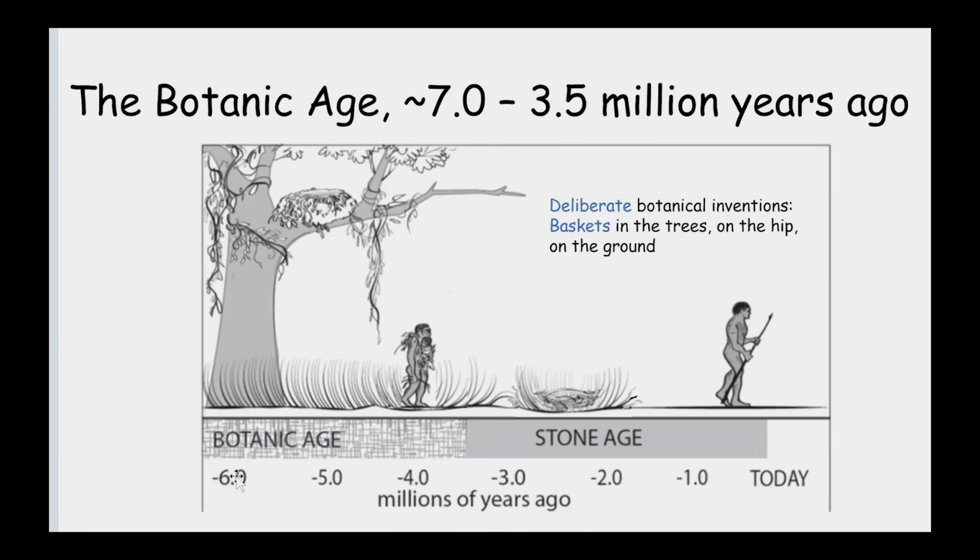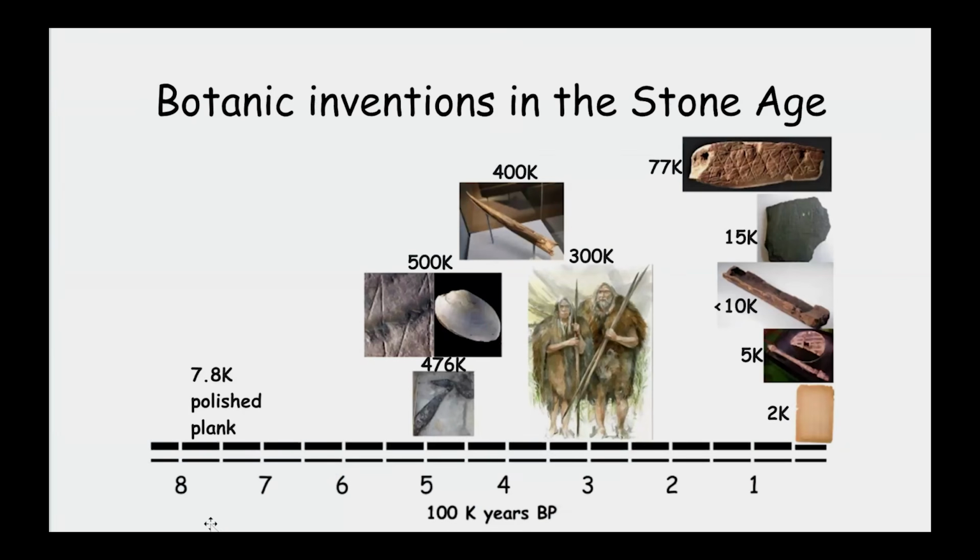During the Botanic Age, which is the first, you can go back to 7 to 3.5 million years, I also trace what's known as a rotten archaeological record, but we do have a little bit of a material record for botanical tools beginning about 7,800,000 years ago with a polished plank from Israel. And you see things come into the record. A biggie is 2,000 years ago, you get paper, and then you have memory.